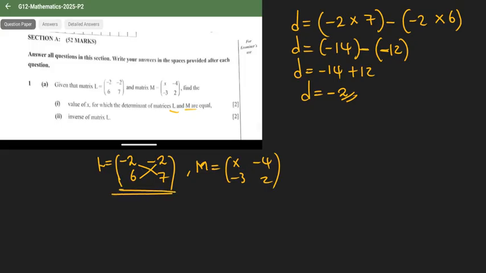Now, they were saying that the determinant of L is equal to that of M. Do the same thing also. Find the determinant here also. So this was the determinant of L. Now, determinant of L and that of M are equal. So you do the same thing.